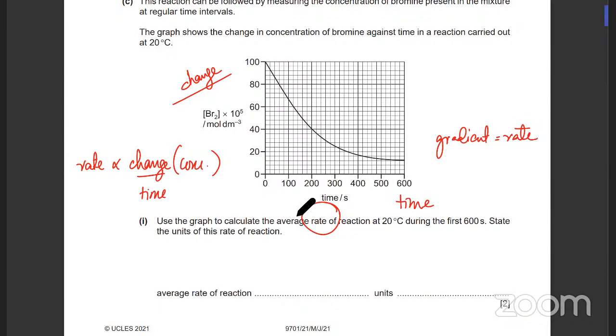So he's talking about the first 600 seconds. So use the graph to calculate the average rate. So we need the average rate. So what is the change in Y? I think it's changing up till this point. So the concentration decreases from 100 to 12, I guess. So that's 88.